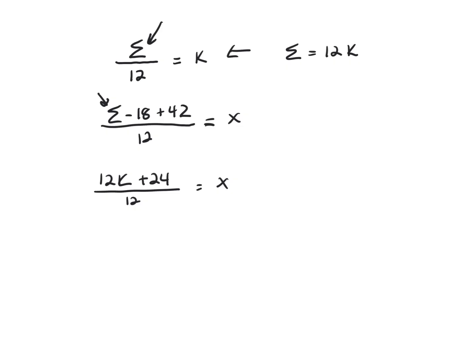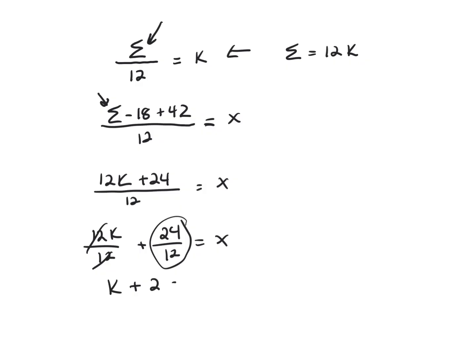So I just need to simplify, because if you look at your answers, none of the answers look like 12K plus 24 over 12. But this is 12K over 12 plus 24 over 12 equal X. Those 12s cancel. You're left with K plus, that simplifies to be a 2, equal X. So your answer is A.